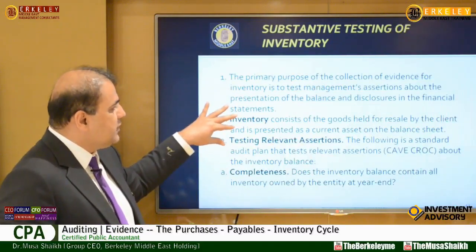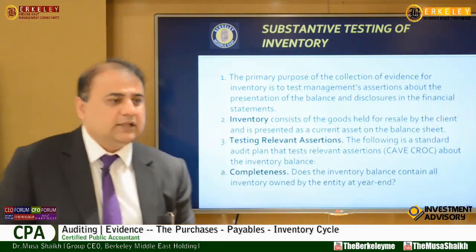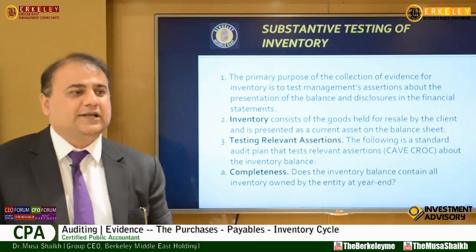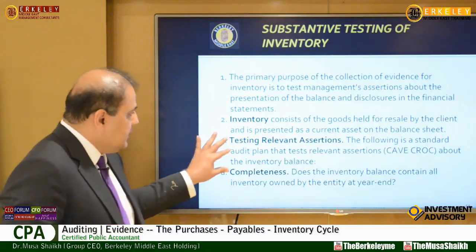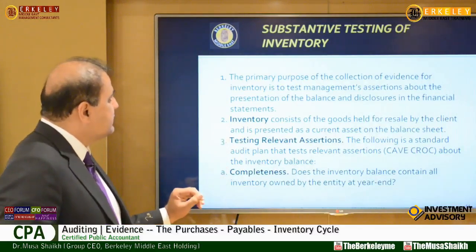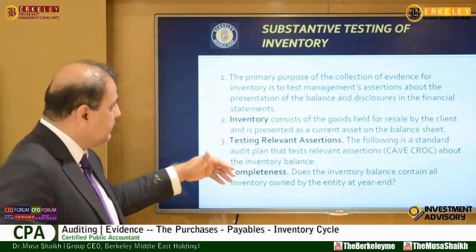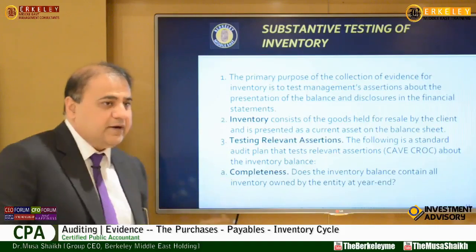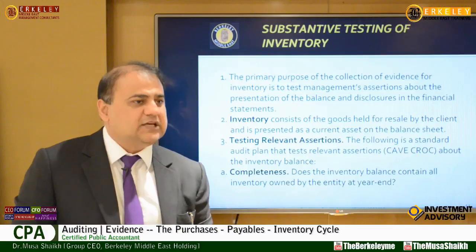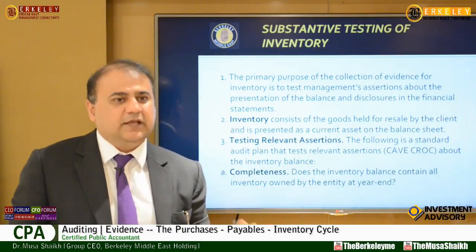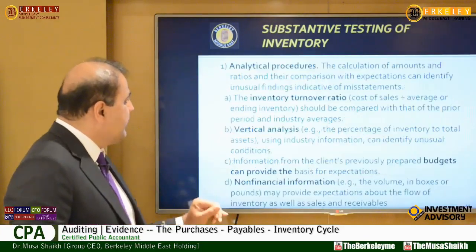Inventory, it says, consists of the goods held for resale by the client. So you have to be very cautious about whether it's really a purchase or just inventory that came for display purposes. You will do the completeness test on it. This is for inventory, okay? Moving forward, like accounts payable and inventory, some inventory can be given by your supplier just for display. So you have to see rights, obligations, transactions, completeness.